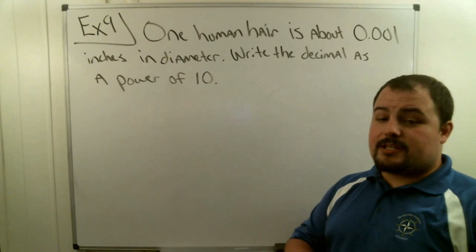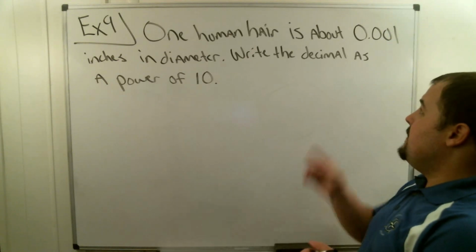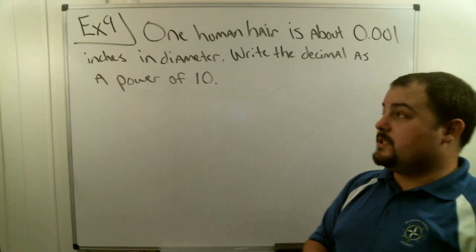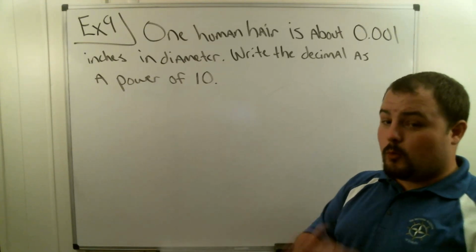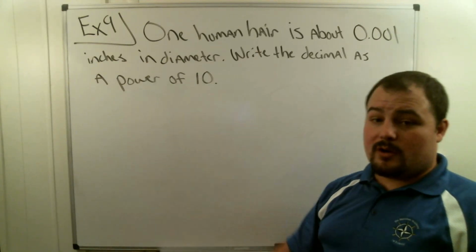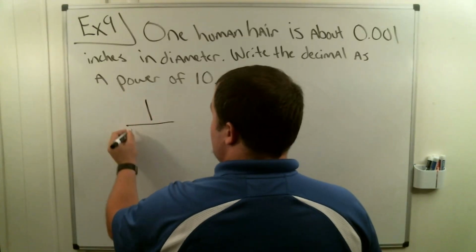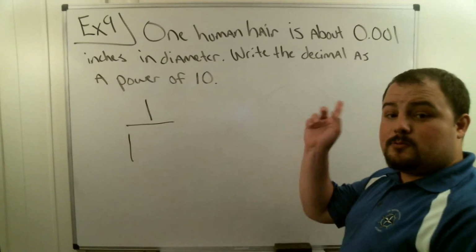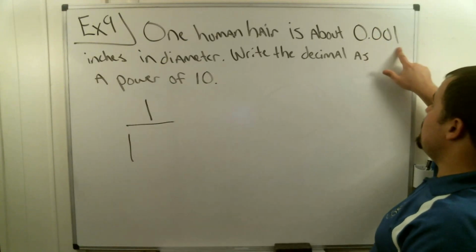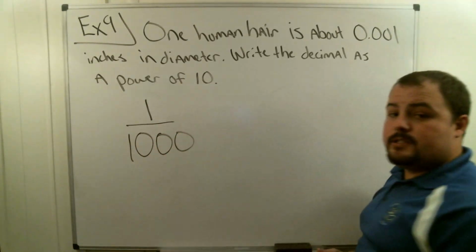In example 9, we're going to look at some real-life problems that we're going to change to exponential problems. It says 1 human hair is about 0.001, or 1/1,000th inches in diameter. We need to write this decimal as a power of 10. If I was writing this as a fraction, I'd write this as a 1 over 1,000, and if you forgot that that's 1,000, you could count how many numbers are behind the decimal. There's 1, 2, 3, so that means 1 over 1 followed by 3 zeros.